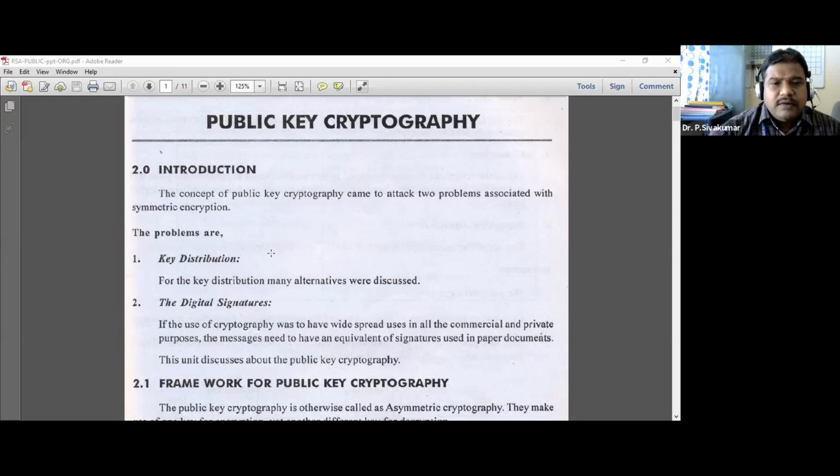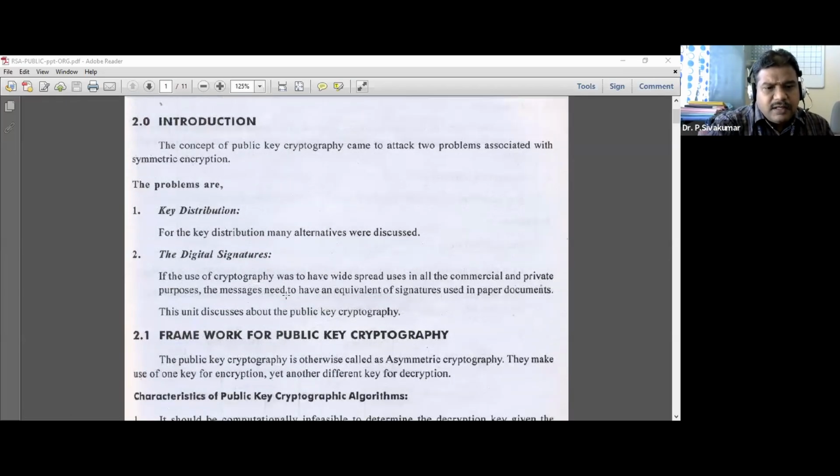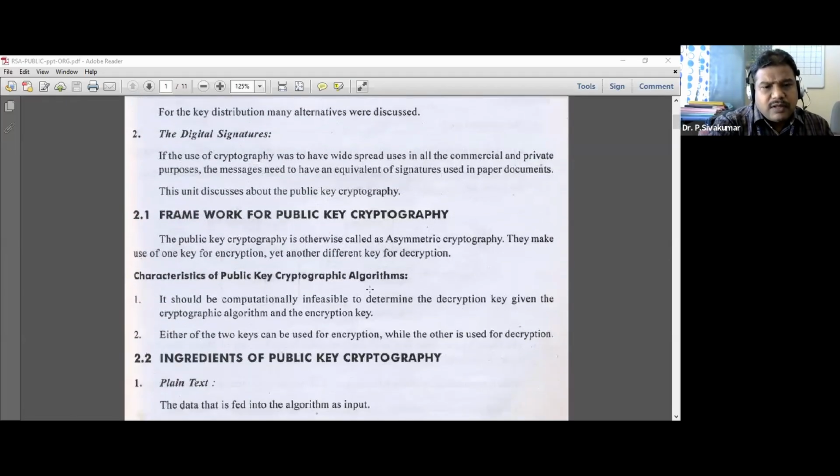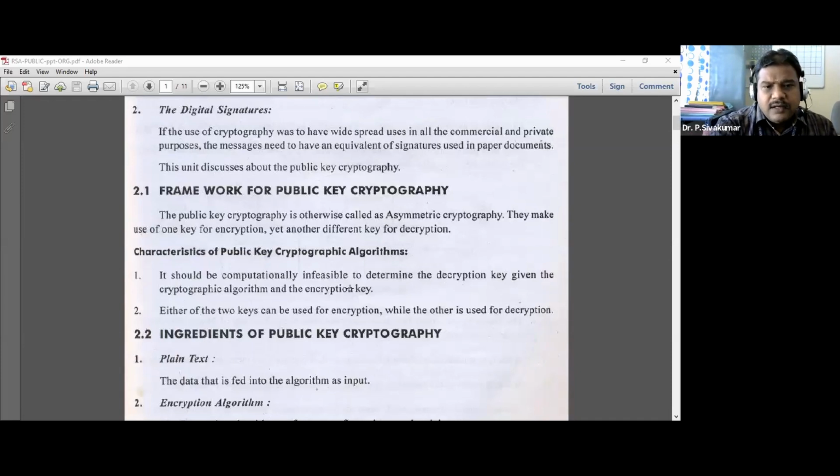So this was overcome in this particular public key cryptographic system. The major framework for public key cryptography depends upon its characteristics. Normally here you use two keys. One key is used for encryption, another key is used for decryption. So public key cryptography is also called asymmetric key cryptography. Asymmetric key cryptography, public key cryptography, or two key cryptography, all are the same.